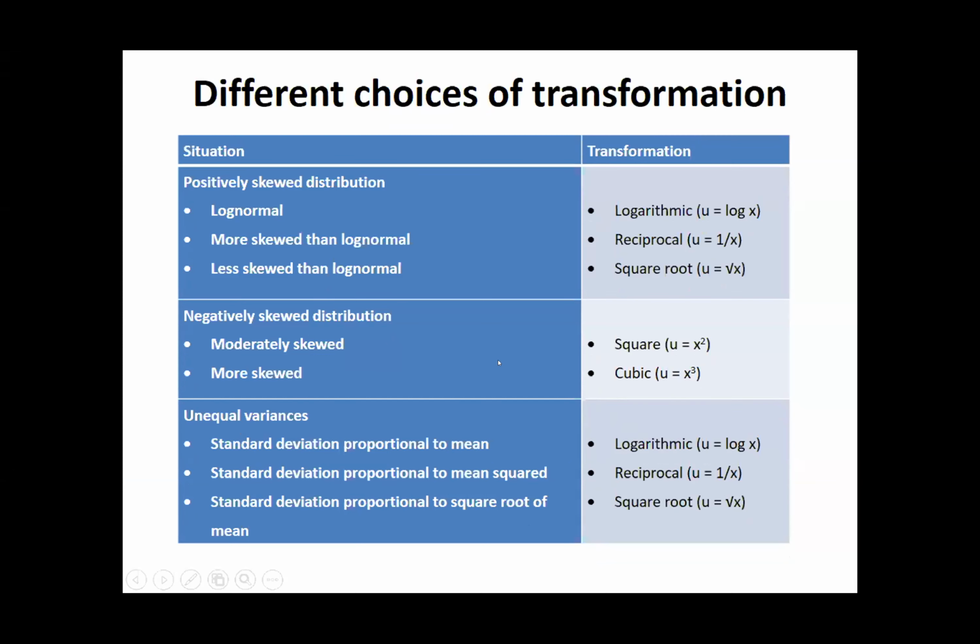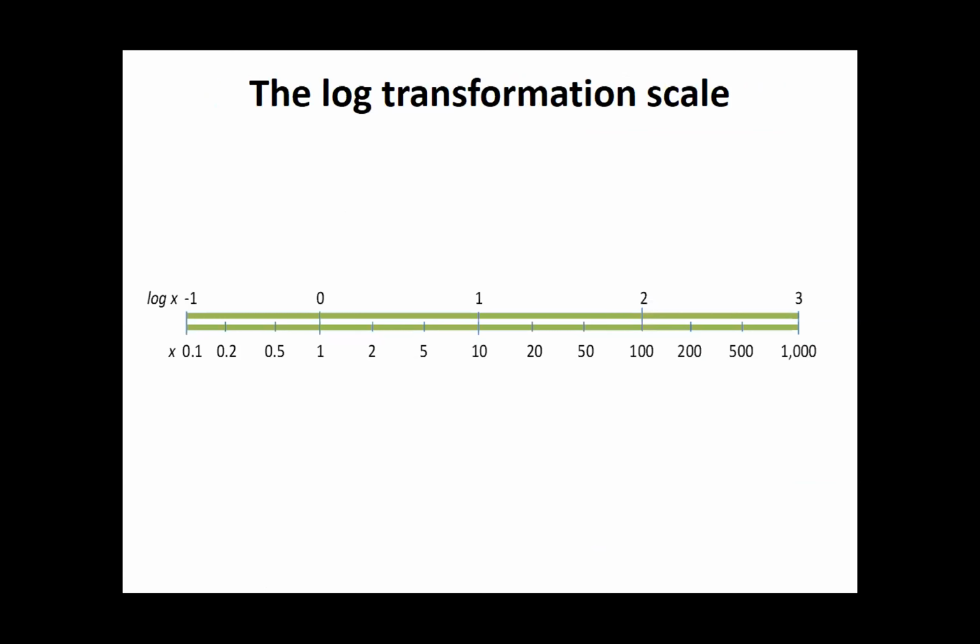So let's look at log transformation with its own logic. The upper part is log of x, the lower part is x, which is the ordinary number, and the logarithm here. Between log minus 1 and 0, the difference is 1. Then all along the log scale, the difference you see is 1, 1, 1, 1.